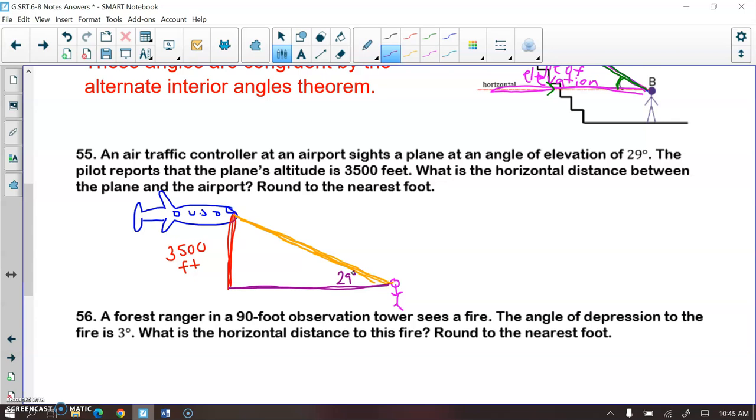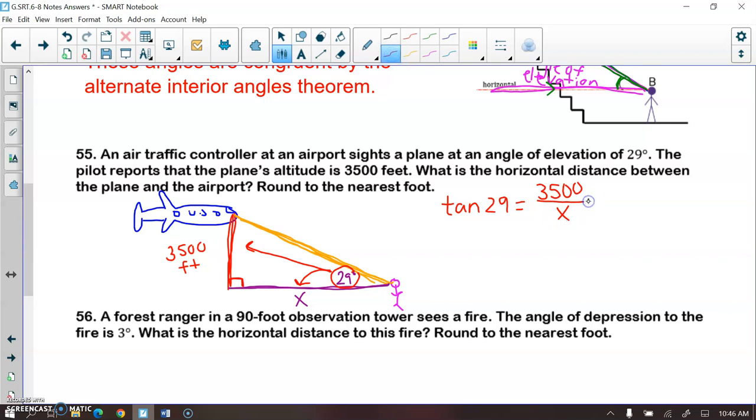It states, what is the horizontal distance between the plane and the airport. So we're trying to find this line that I just labeled x, the horizontal. In relation to that 29-degree angle, we have the opposite side on my right triangle, and we're trying to find the adjacent side. Opposite over adjacent is tangent. So I'm going to take the tangent of this 29-degree angle, and that would be equal to the opposite side, which was 3,500, over the adjacent side, which is x.